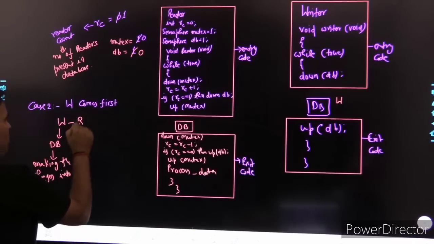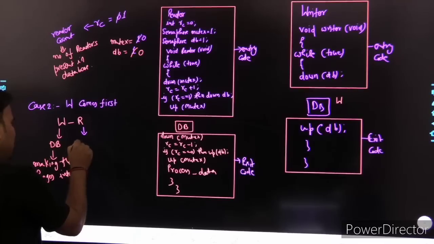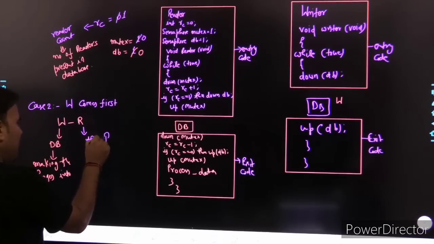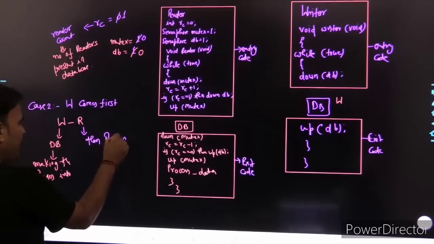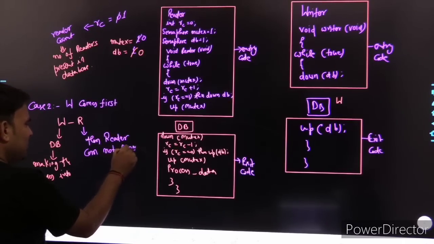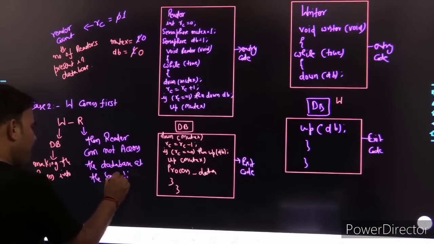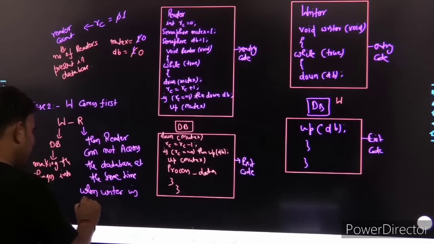Okay, so when the first writer comes and is making changes into the database, then the reader cannot access the database at the same time when the writer is present inside it.